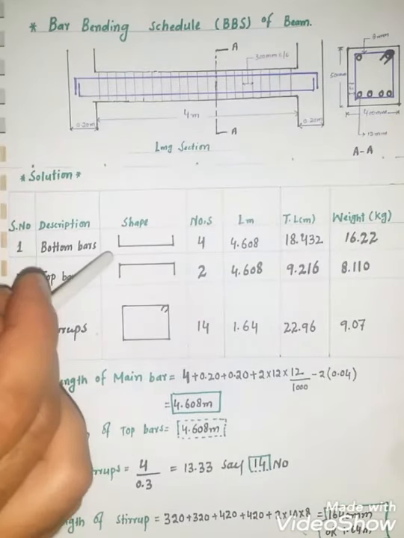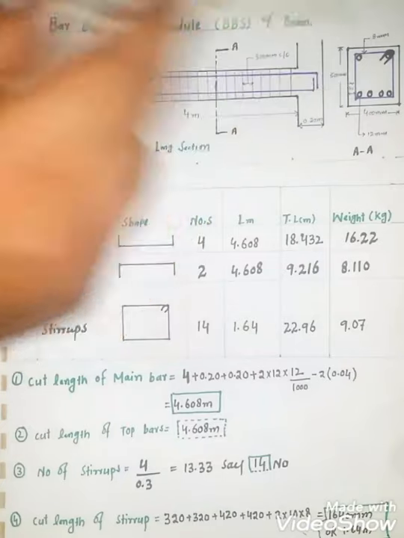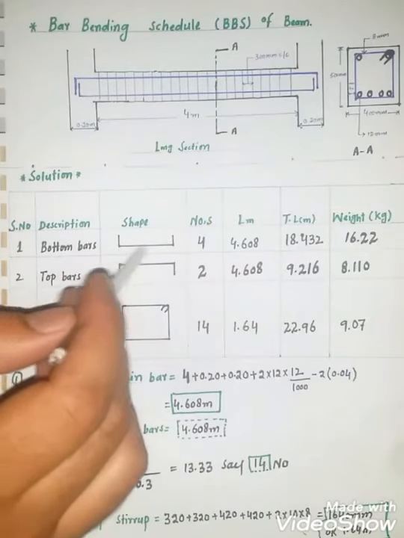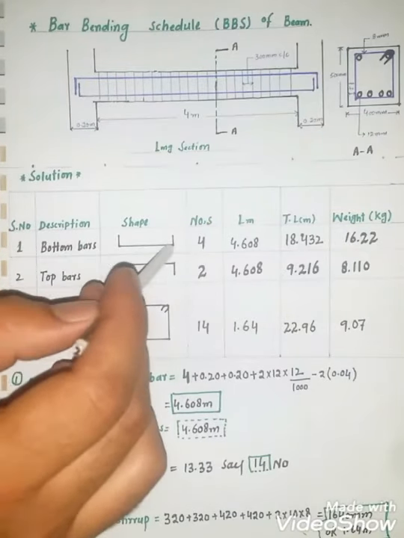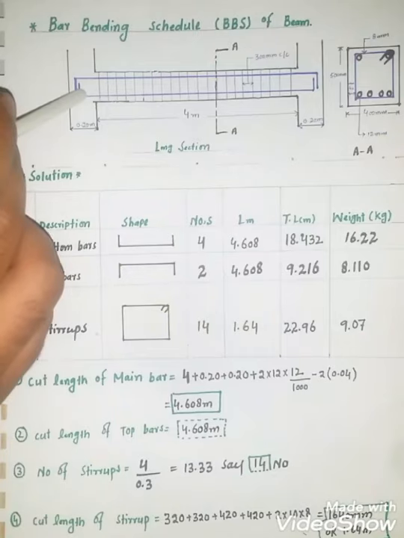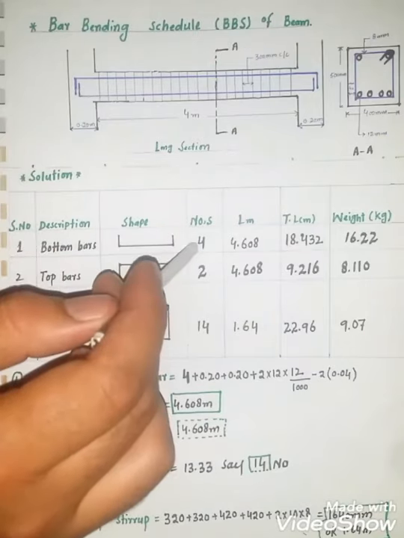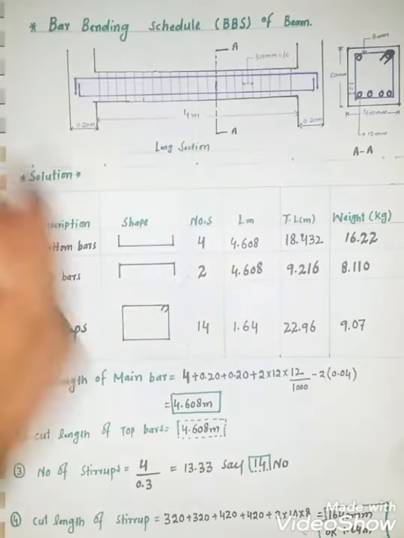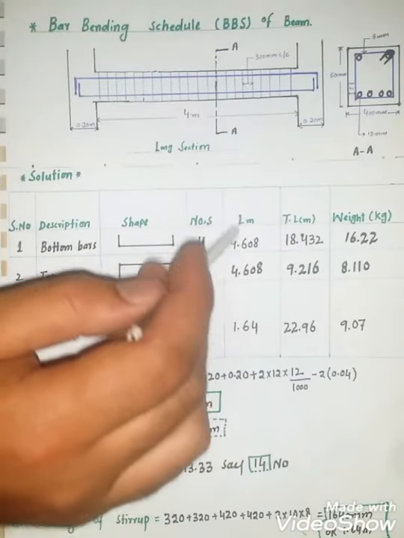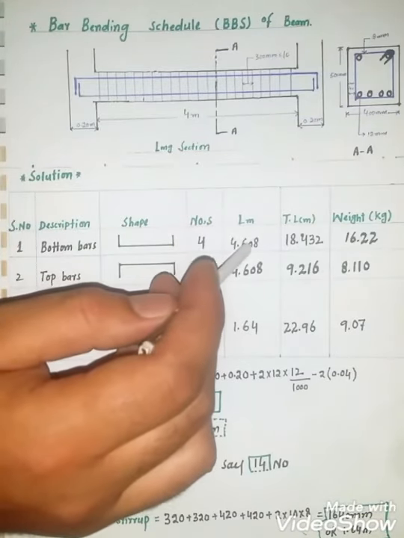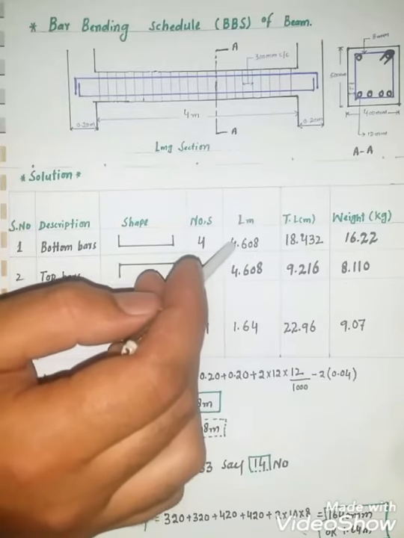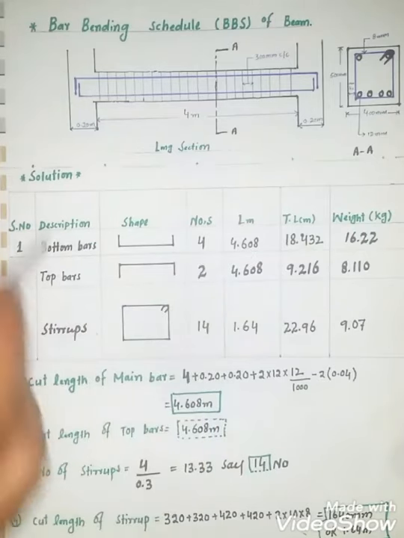First of all, I am calculating the bottom bar. The shape of the bar is just like this. This is the bottom bar shape. The number of bars is 4. The length of the bar in meter is 4.608. How to calculate this length?